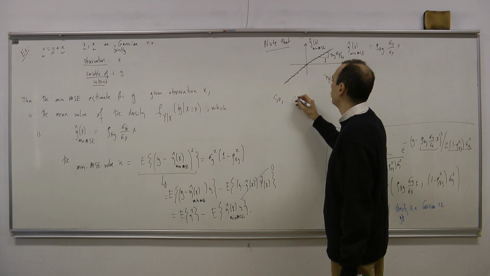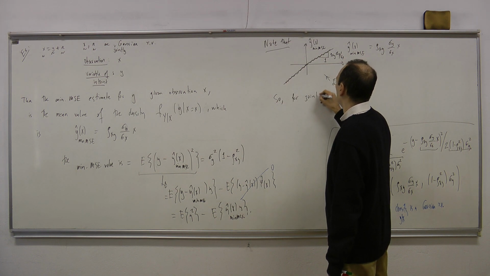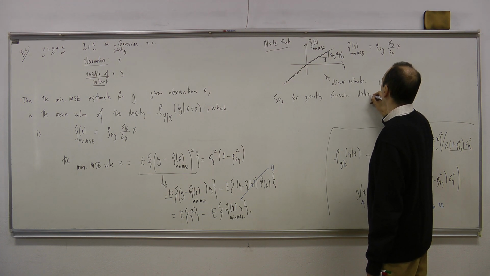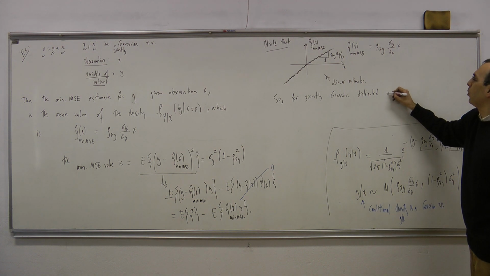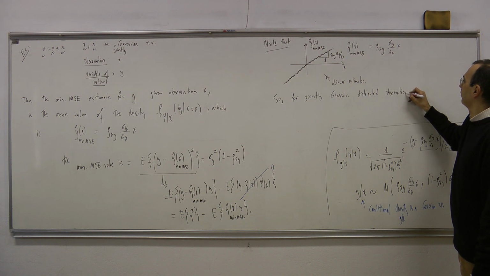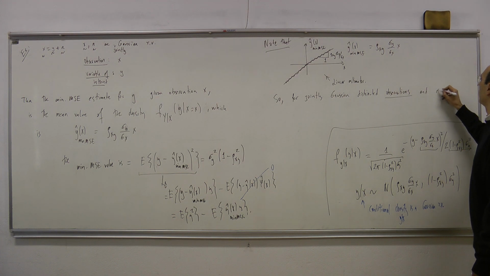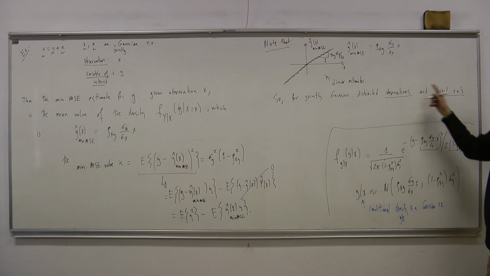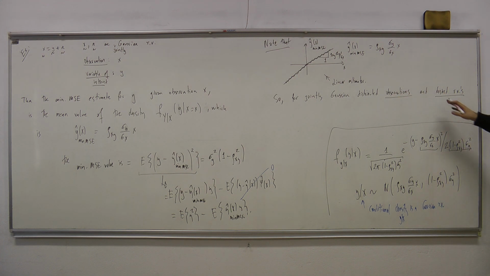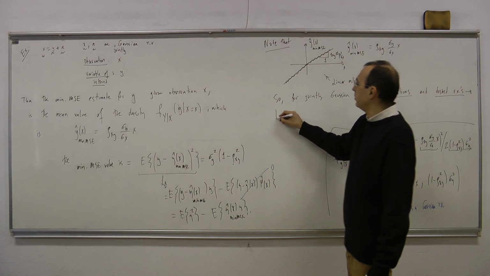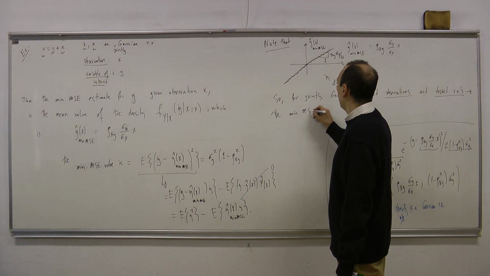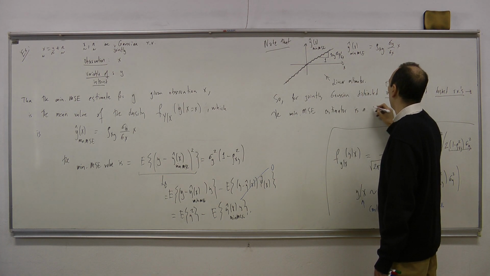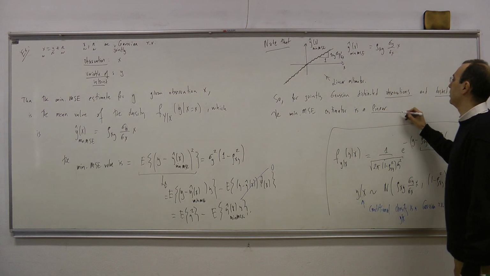So conclusion number 1, so for jointly Gaussian distributed, now I'm generalizing this a little bit, observations, plural, and desired random variables, meaning that x and y, but if I have many x's and many y's, the min.MSE estimator is a, I'm generalizing this to multiple, is a linear estimator.